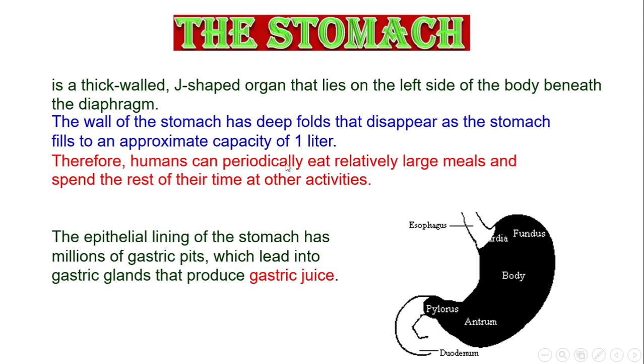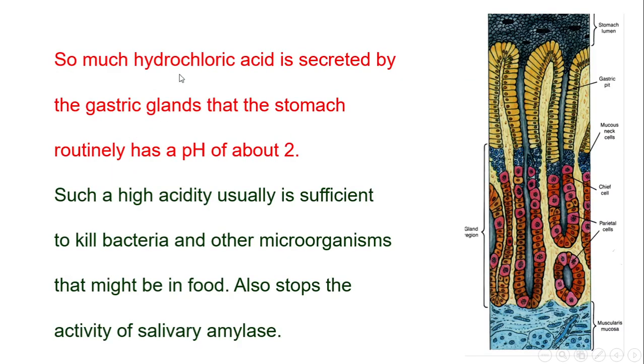Therefore, humans can predictably eat relatively large meals and spend the rest of their time at other activities. The epithelial lining of the stomach has millions of gastric pits, which lead to gastric glands that produce gastric juice. So much hydrochloric acid is secreted by the gastric glands that the stomach routinely has a pH of about 2. Such high acidity usually is sufficient to kill bacteria and other microorganisms that might be in food.